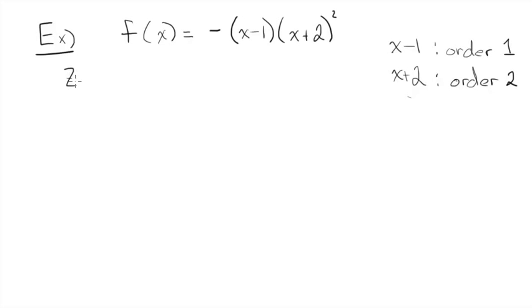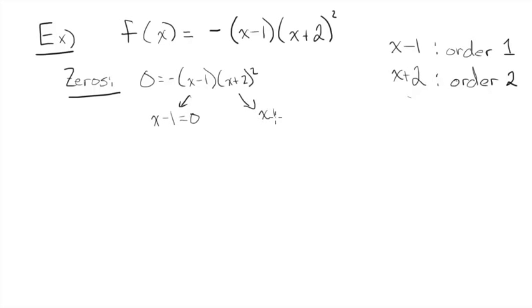So let's find the zeros first. 0 equals negative x minus 1, x plus 2 squared, which means x minus 1 equals 0, x plus 2 equals 0, which means x equals 1 and x equals minus 2.